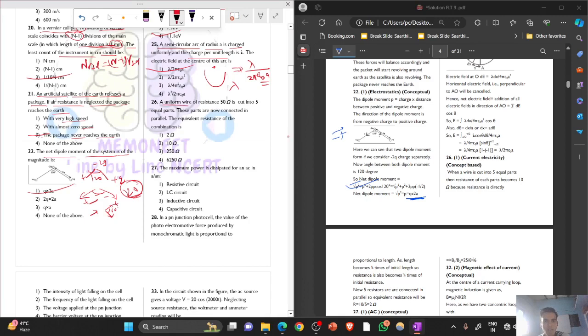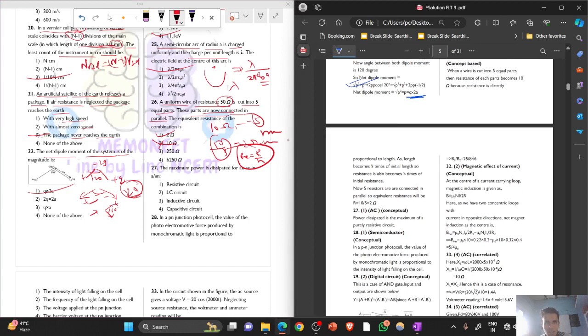A uniform wire of resistance 50 ohm is cut into 5 equal parts. These parts are now connected in parallel. You just need to understand it. 50 ohm, 5 parts, so 10 ohm, 10 ohm, 10 ohm, 5 times, connected in parallel. It's simply 10 by 5, that will be your 2. In parallel, if the resistance is the same, then R equivalent will come out to be R by N. So using this formula, 10 by 5 equals 2.